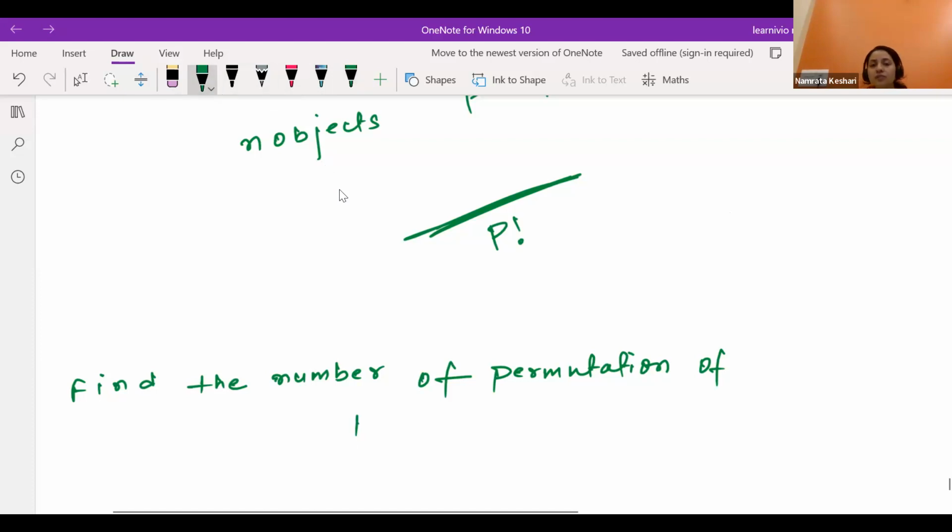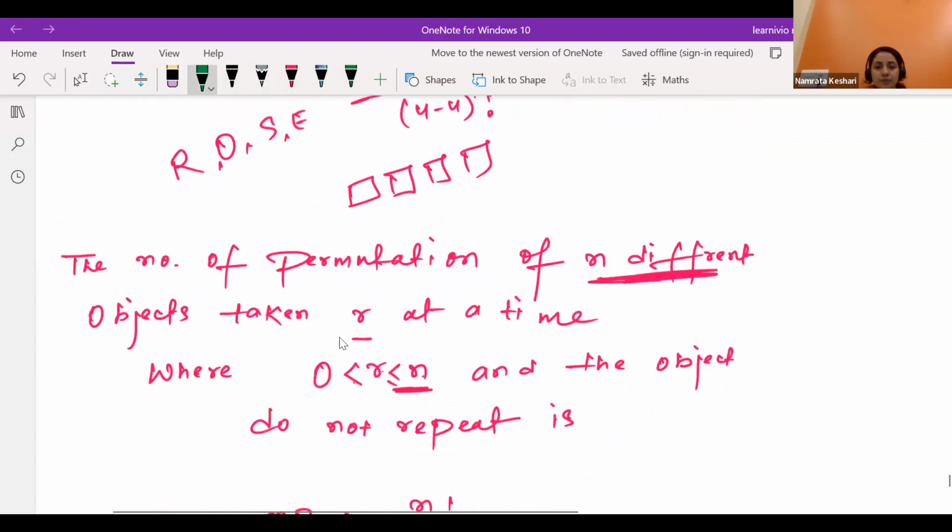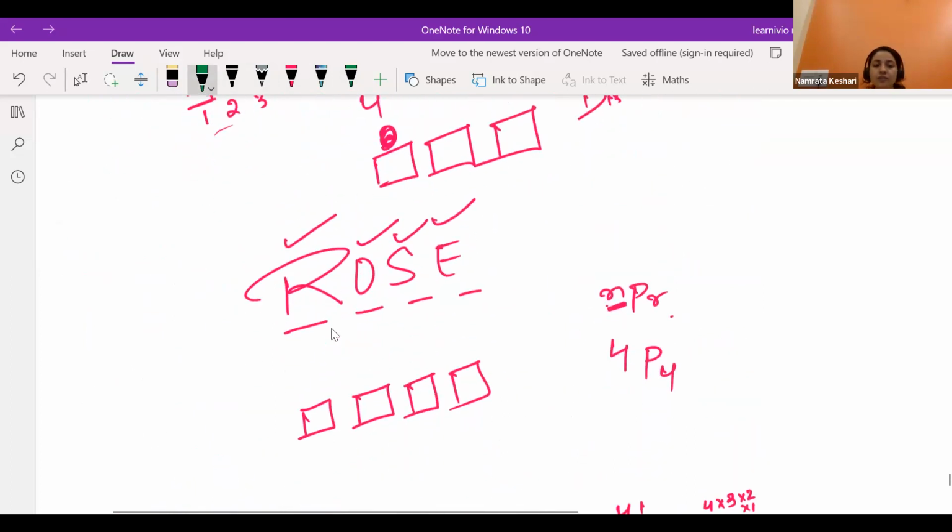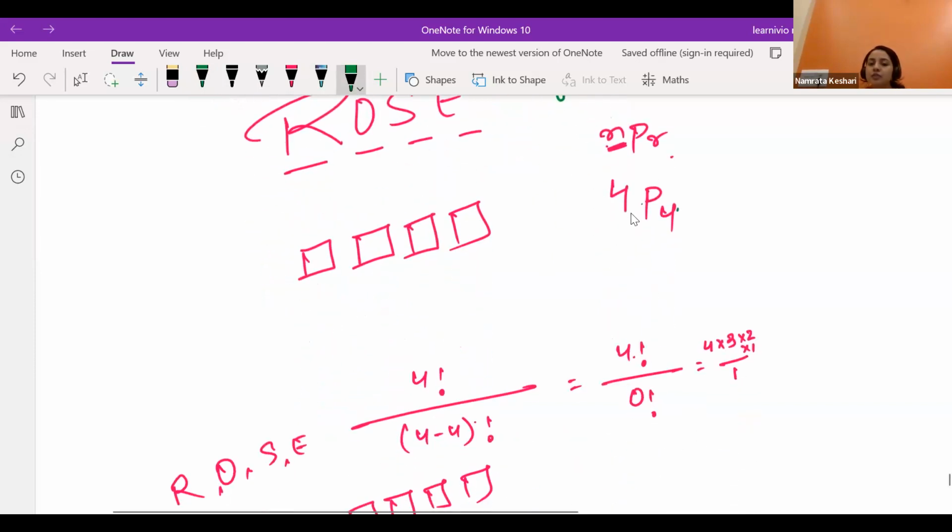So suppose now we were taking this example, the rows, and we had n as 4. The total number of objects we had was 4, and we wanted to take r at a time, and that r was also 4. So what we got was 4P4. When we started solving it, can you see we ended up getting just 4 factorial, and in the denominator nothing is there, just 1 is there.